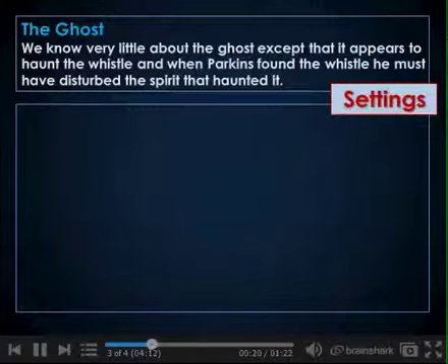What can we say now about the settings? They are extremely important in this story, and that's what we're going to focus on today. How do the settings of a horror story affect the final outcome?